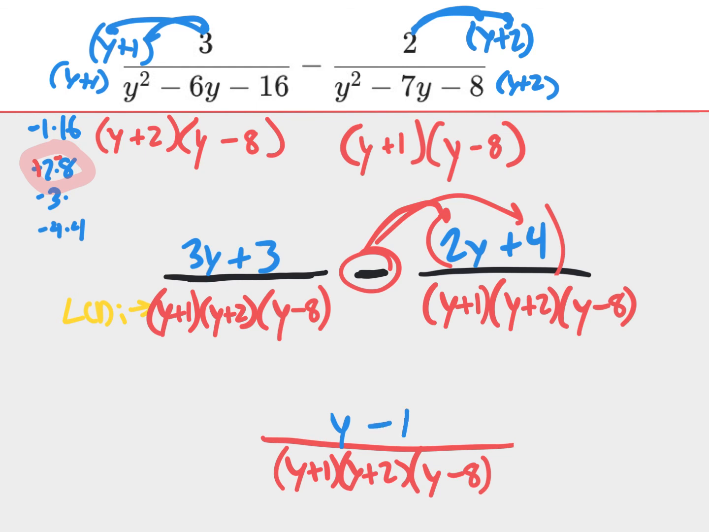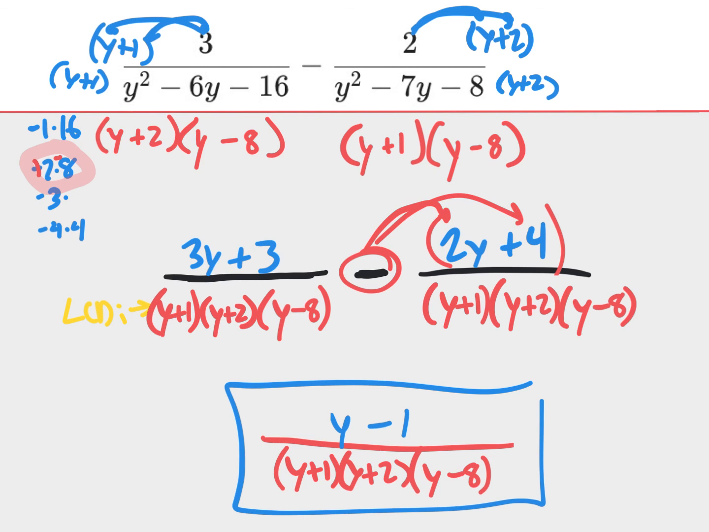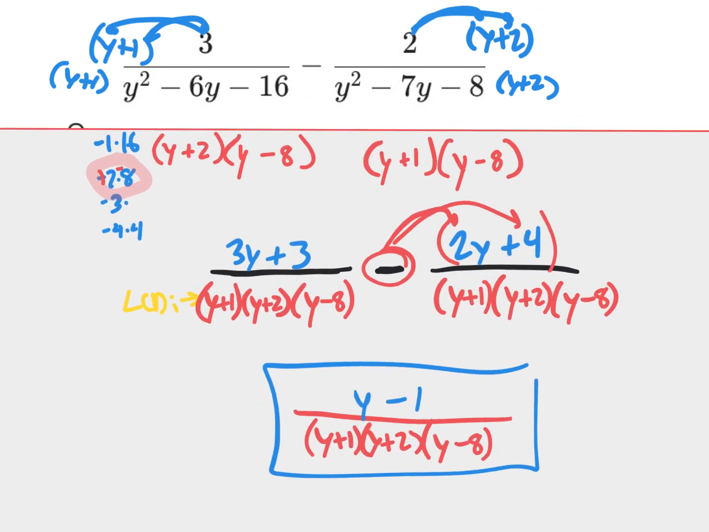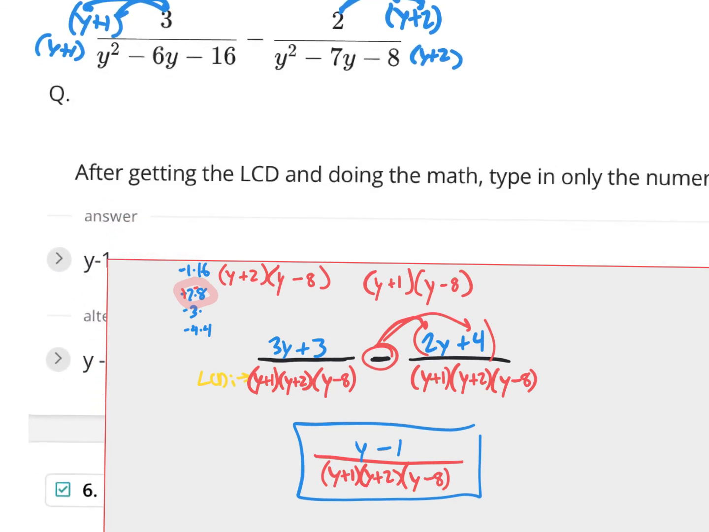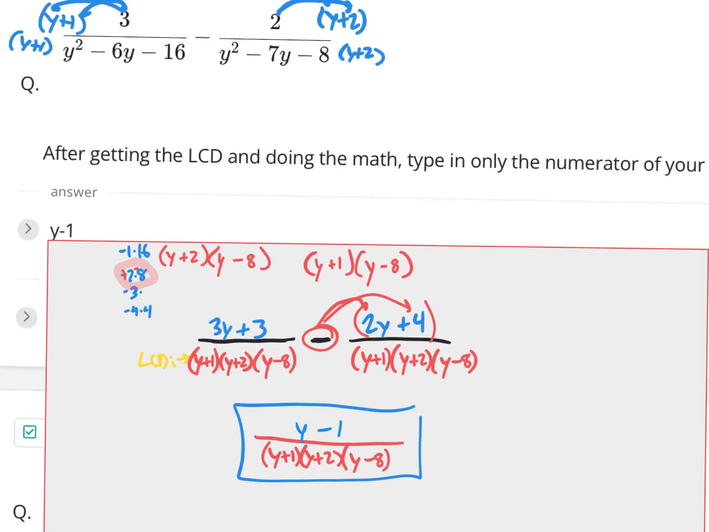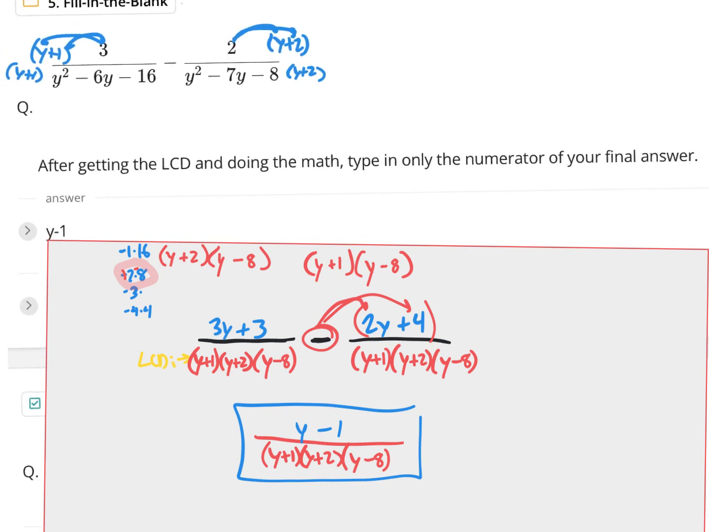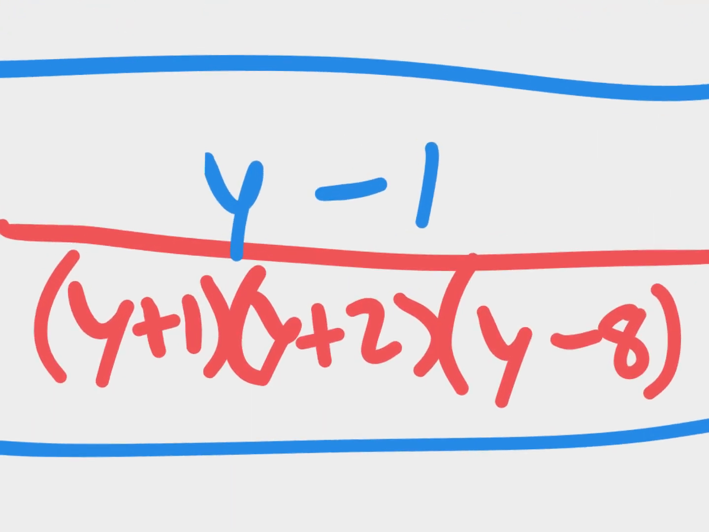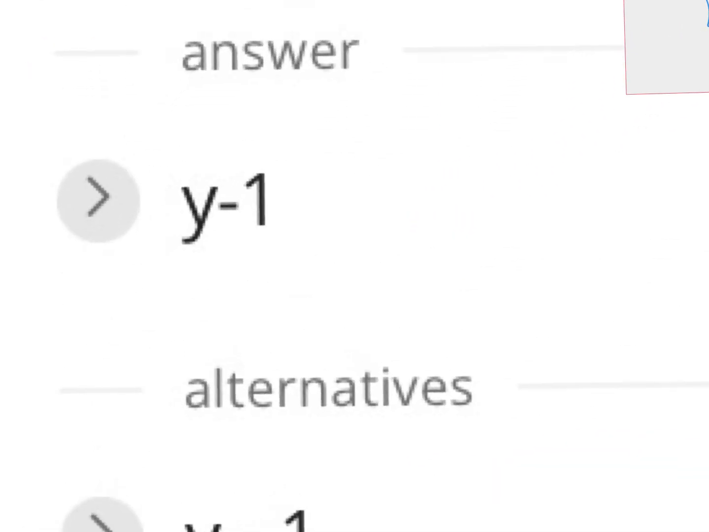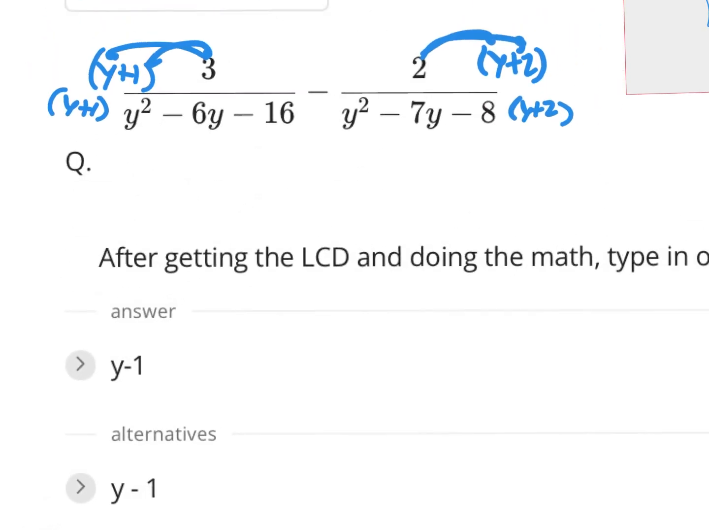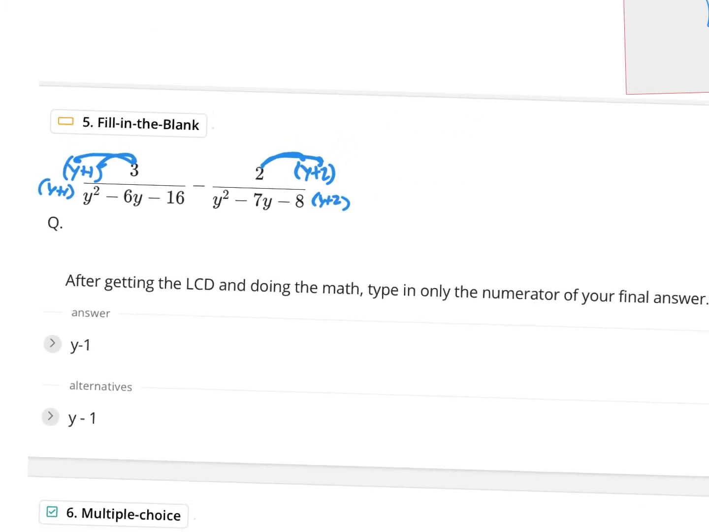Okay, so negative 1. So this is our answer. But I believe on quizzes, the way I ask this question, the instructions say, after getting the LCD and doing the math, type in only the numerator of your final answer. So what's the numerator of our final answer? Y minus 1. So if you type that in, y minus 1, you're going to get full credit. Okay? So that's how to do this question. Let's move on.